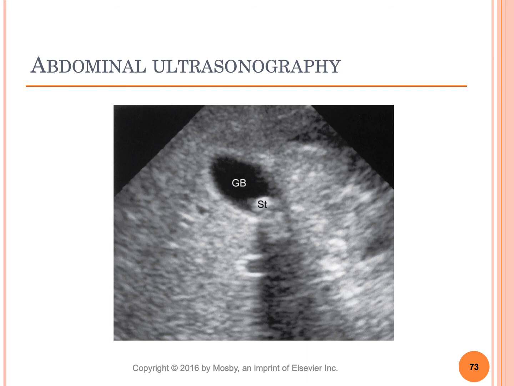Here is an image of an abdominal ultrasonography, and this is showing GB is the gallbladder, and ST is not the surge tech, that's the stone. All right, so you can see the gallbladder and then a stone inside the gallbladder.